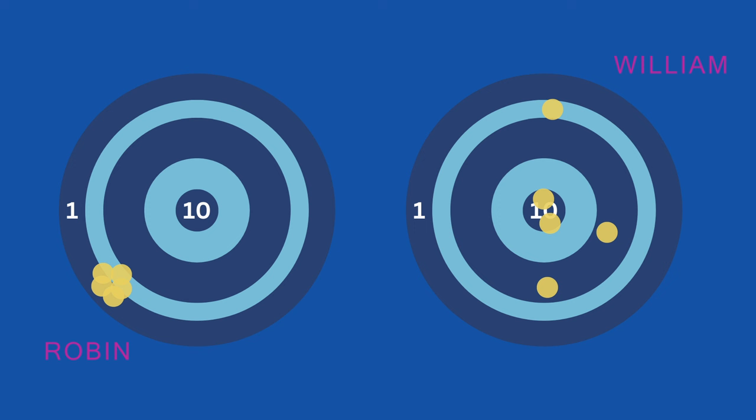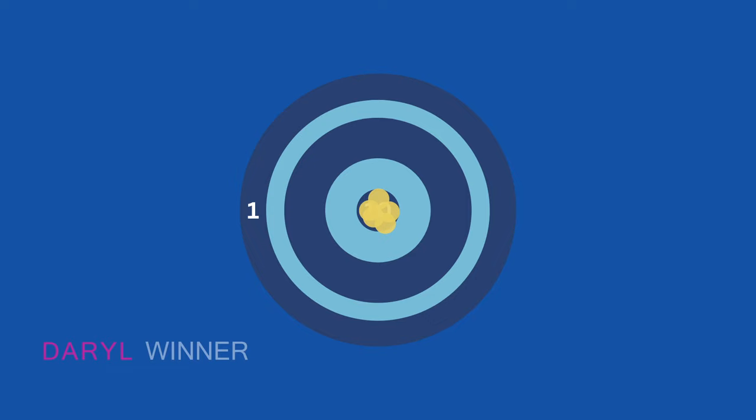Although he gets a higher score than Robin for accuracy, he gets a worse score for precision. The average distance between his darts is quite high. Another way you can think of this is his repeatability. Robin can hit the same spot over and over, it's just not the right spot. William can hit the right spot some of the time, but there's less certainty about how far he will be from that target. Daryl is the clear winner for both precision and accuracy.